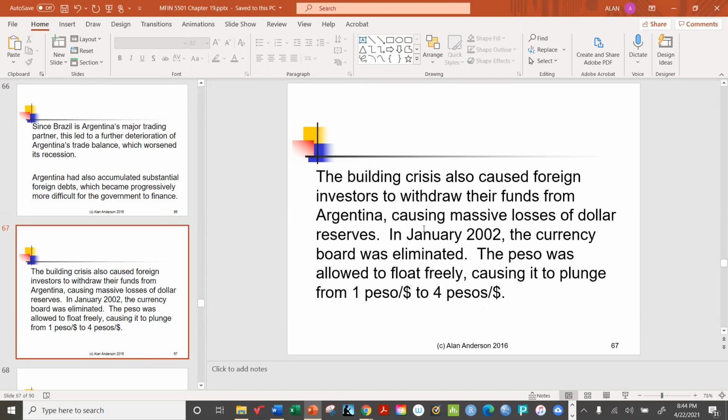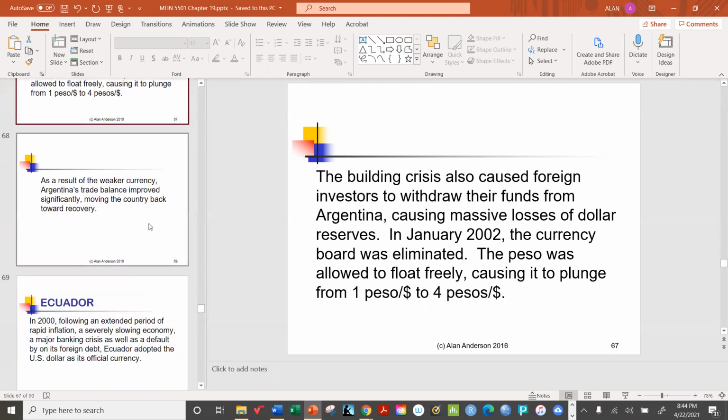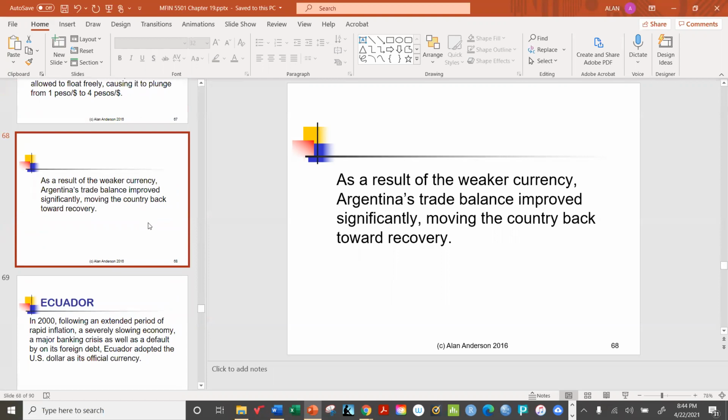Anyway, so the currency board was eliminated after the default, and the peso immediately plunged in value from 1 peso per dollar to 4 per dollar. And of course, what that does is it massively increases domestic inflation. And so eventually, though, their trade balance started to improve again after removing the link with the dollar. And so they did have a nice comeback there, although unfortunately, very recently in 2020, they once again had to default on their debts, mainly because of their excessive foreign debt.